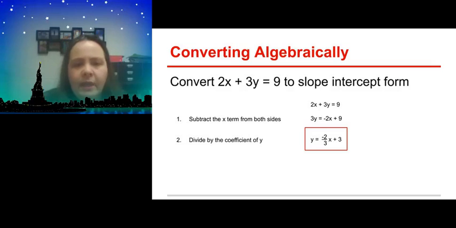Now we could use that to graph it. We could have also graphed this line using x and y-intercepts. But for right now, the goal is just simply to convert the equation from one form to the other so that we could easily identify the slope and the y-intercept of 2x plus 3y equals 9.